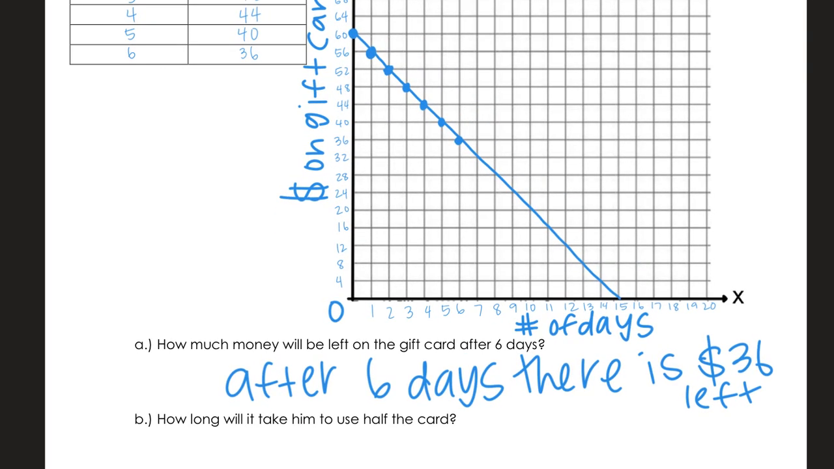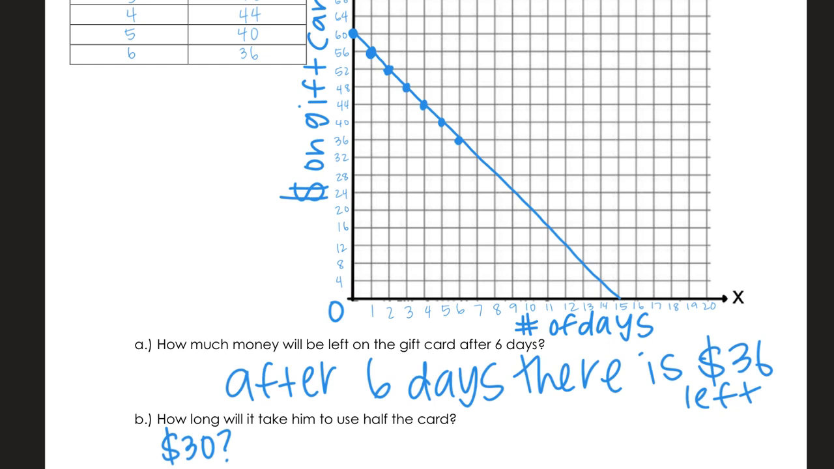It says, how long will it take us to use half of the card? Well, if we started with $60, half of that, 60 divided by 2, would be $30. So how many days did it take us to get to $30?